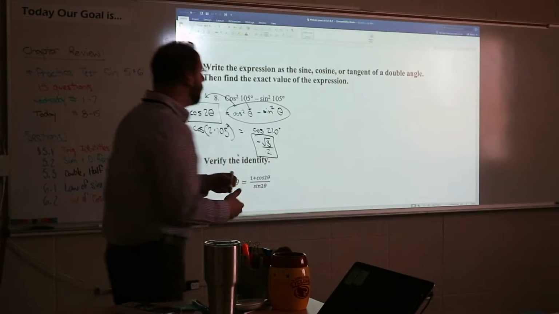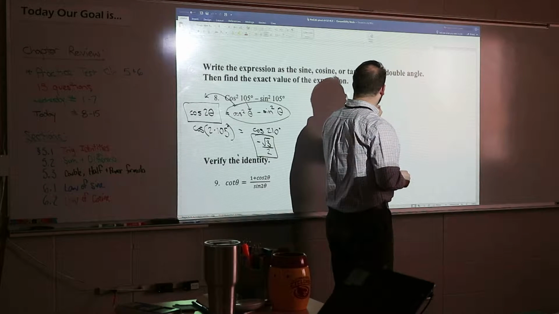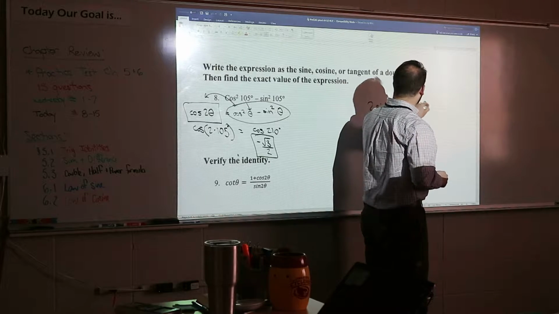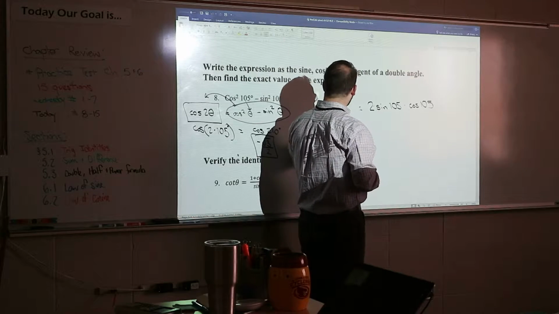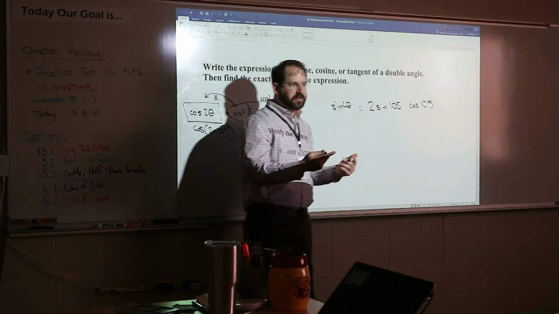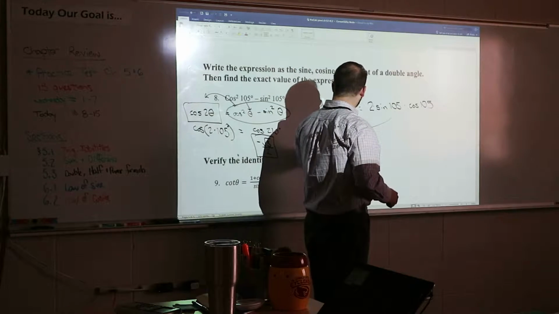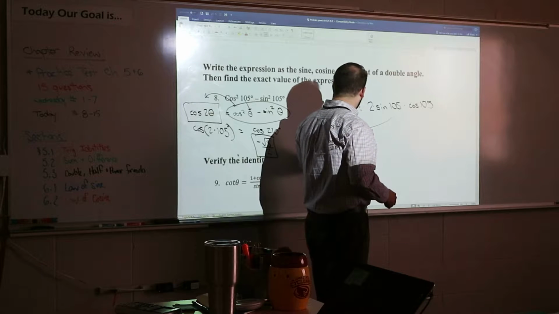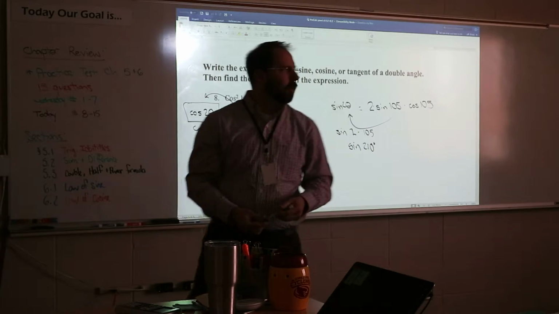If it was a sine problem, they would have had 2 sine of 105, cosine of 105, because that formula on your property sheet is the double angle formula for sine. Does that make sense? That's the double angle sine formula. So then you plug the 105 in here, sine of 2 times 105, and you'd actually solve for the sine of 210. And that would be the answer. And you figure out what it is in your property sheet.